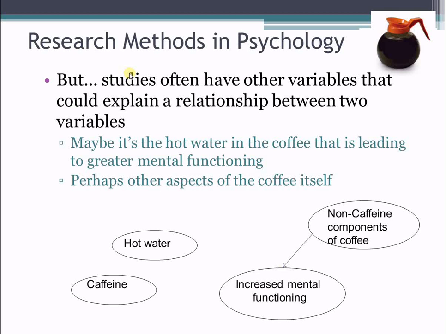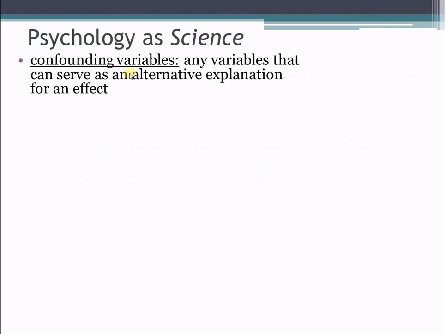The idea here is that there are differences between the two groups beyond the ingesting caffeine. And when this happens, we call these confounding variables. They serve as an alternative explanation, right? So it may be the case that caffeine is causing an increase in mental functioning, but it might also be the case that hot water is causing an increase in mental functioning. Because in our original study, right, we said, well, half of the people get 2 cups of coffee, the other half get nothing, right?